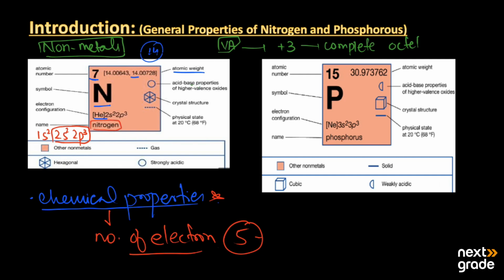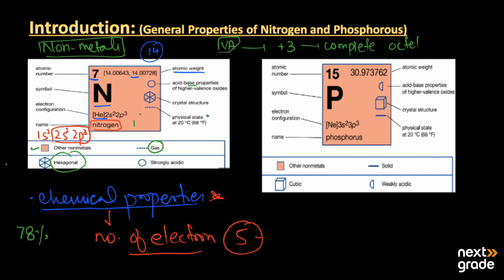Then what are its acidic and basic characteristics? It is strongly acidic in nature, and its crystal structure is hexagonal. Likewise, its physical state is gaseous, and the percentage of nitrogen present in atmospheric air is almost 78%. So this was a simple overview about nitrogen, and that color shows that it is a non-metal.